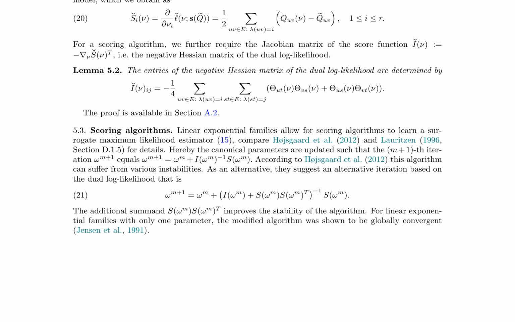An alternative iteration based on the dual log likelihood is proposed, which involves adding the term s, omega m, s, omega m, caret t, I, omega m, caret minus 1, s, omega m, to the update formula. This modified algorithm has been shown to be globally convergent for linear exponential families with only one parameter.